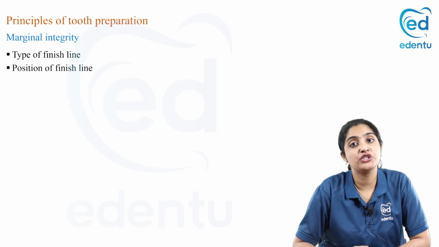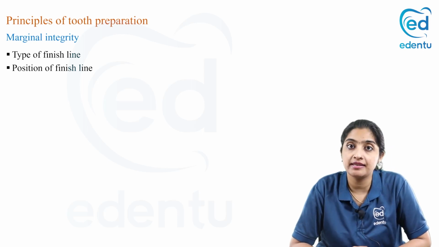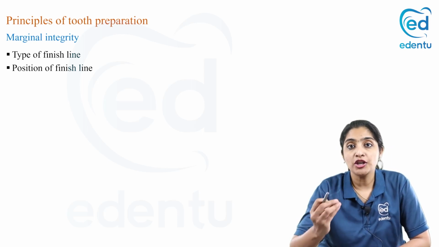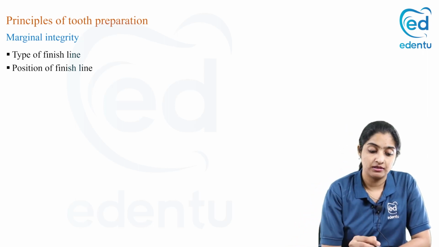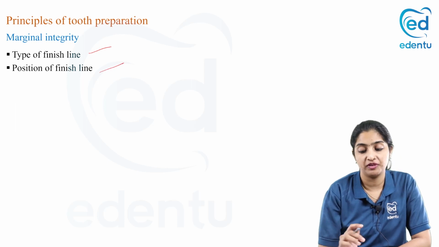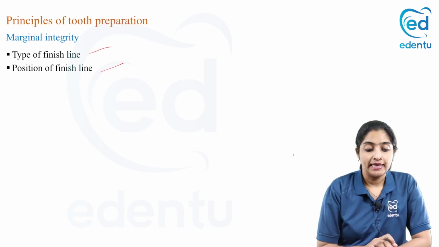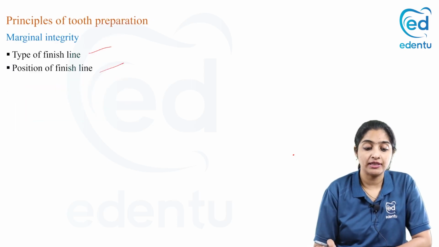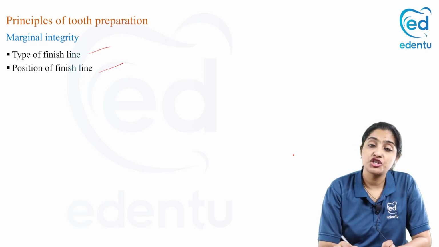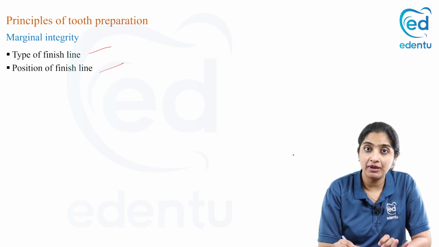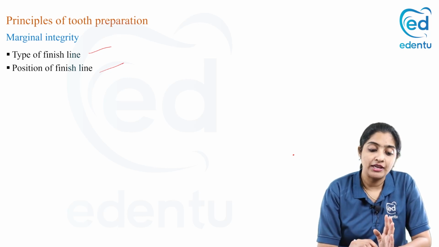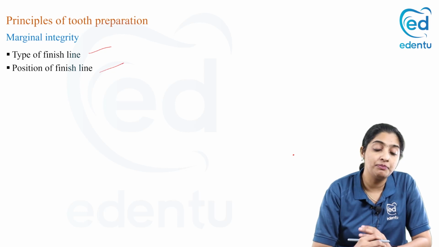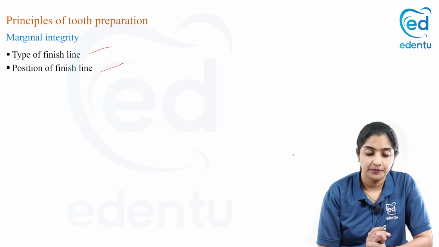Next, coming to the marginal integrity. Marginal integrity is where you place the margins and what type of margins you're placing. So, types of margins and the position of the margin. Coming to the type of margins, you have chamfer, you have shoulder margins, you have feather edge margins, you have knife edge margins, okay, and you have beveled shoulder margins.